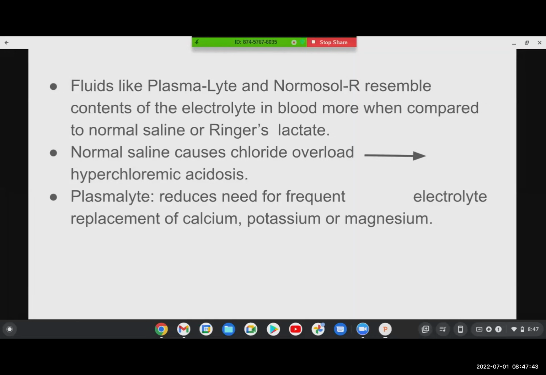No, carry on. Normal saline causes a chloride overload by causing hyperchloremic acidosis. Plasma-Lyte, on the other hand, reduces the need for frequent electrolyte replacement of calcium, potassium, or magnesium, since it has been found that it contains more physiological values of these electrolytes.